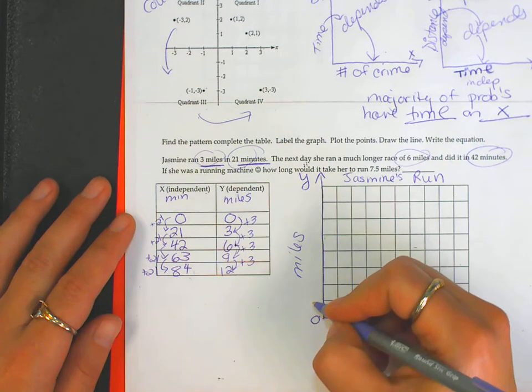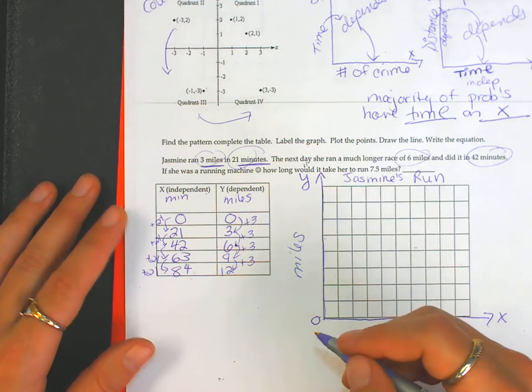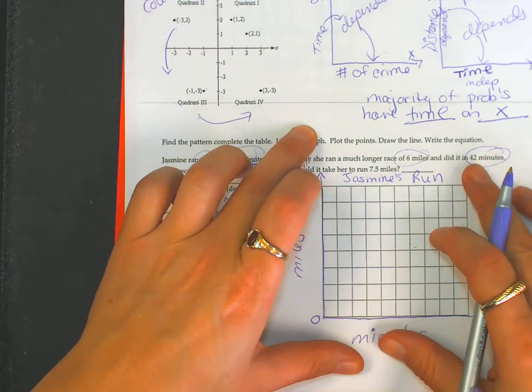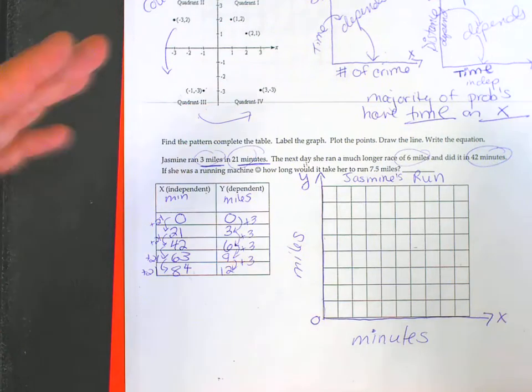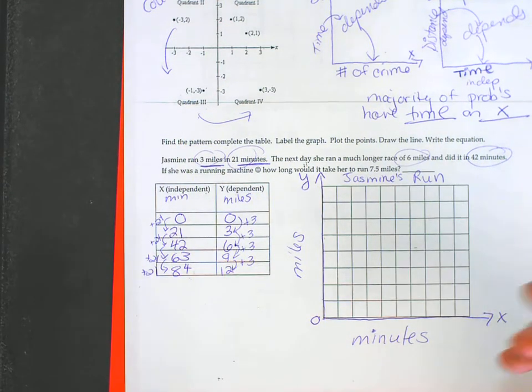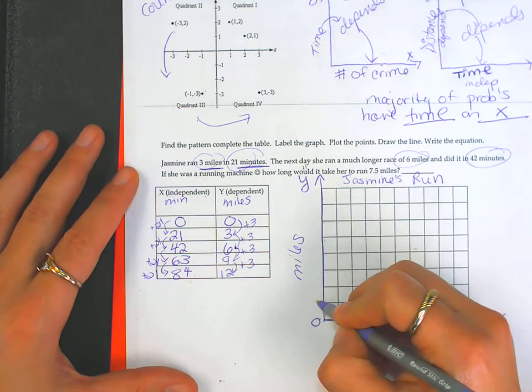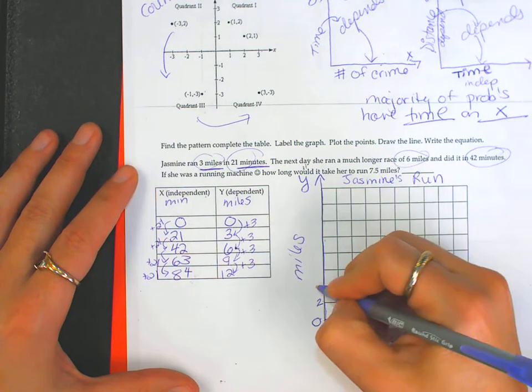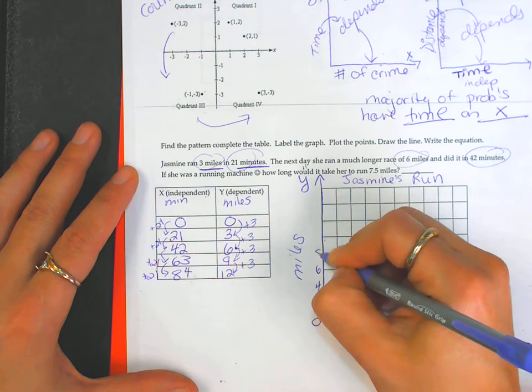2s sound good. Now remember, you want to make your graph as big as possible. The whole point of graphing something and making a picture of information is so that it's easy to read. If you make things small, it's not easy to read. So let's count by 2s. Put the number right in the middle of the line. 2, 4, 6, 8.